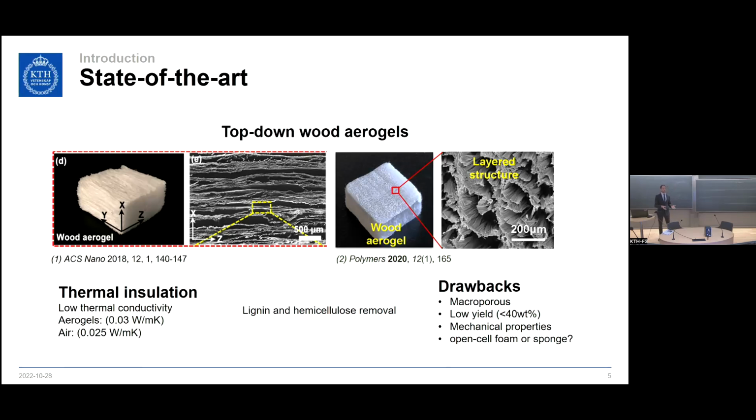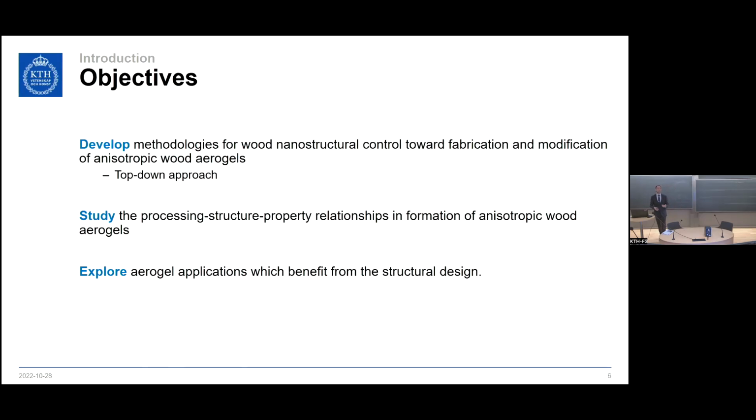Based on the work that has been done, we thought that we could improve on these structures. This gave rise to the objectives of my work. The objectives were to develop methodologies for wood nanostructural control towards fabrication and modification of anisotropic wood aerogels, to study the processing-structure-property relationship in the formation of anisotropic wood aerogels, and to explore aerogel applications which benefit from these structural designs.